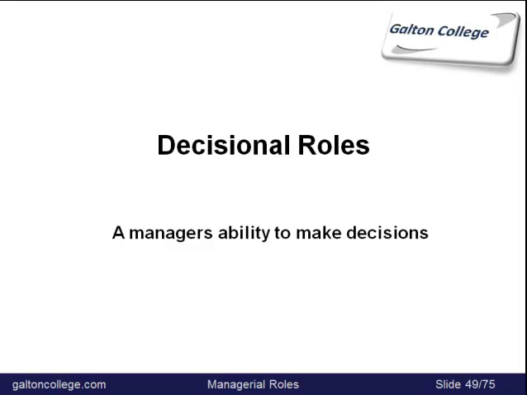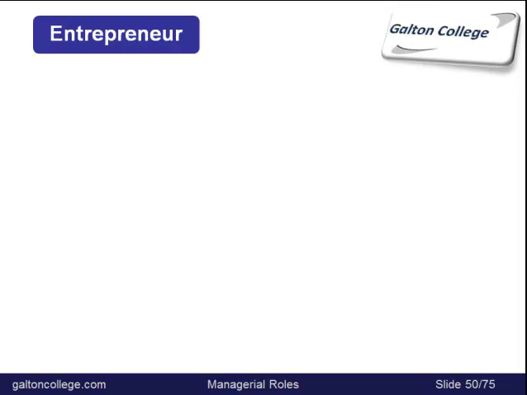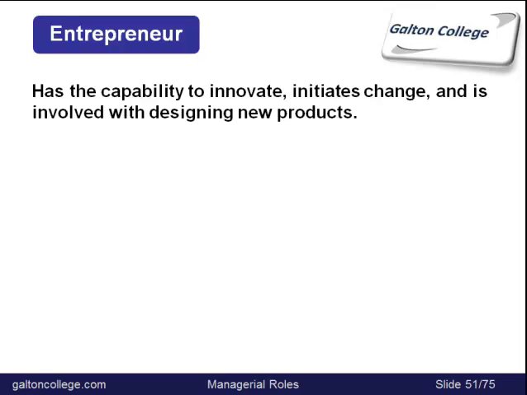Now, decisional roles, as this is the manager's ability to make decisions. And here we could list something like the entrepreneur has the capacity to innovate, initiates change, and is involved with designing new products. This is a key function within any business. If we don't have the entrepreneur, we don't get new products. We'd have the same products in perpetuity. So it's the entrepreneur who leads to change and to innovation.